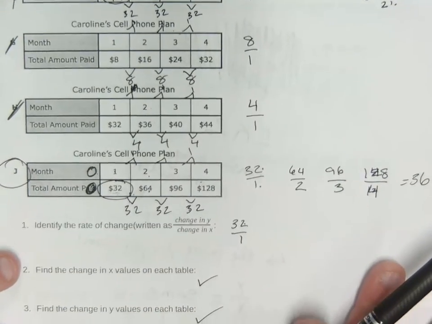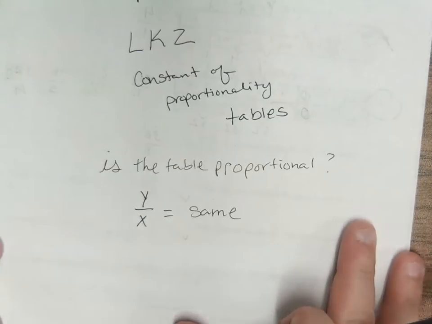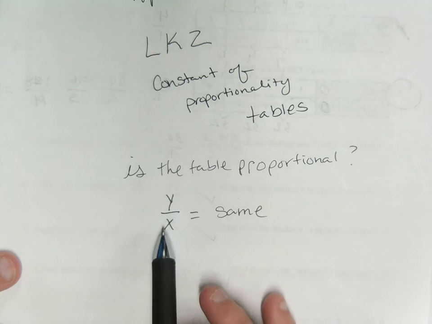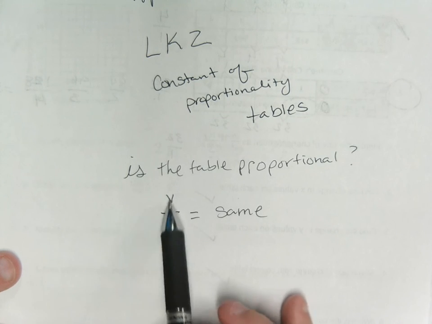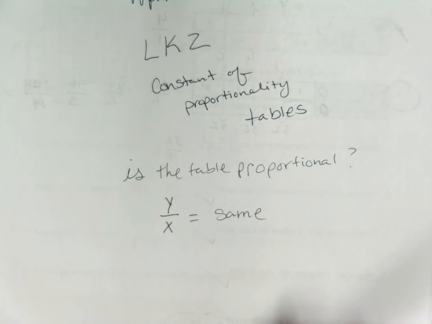Okay, so that's all I wanted to tell you. So if it does ask if it's proportional, check all of the values y divided by x. Divide each y value by its matching x value, and then it'll tell you if it's proportional or not.